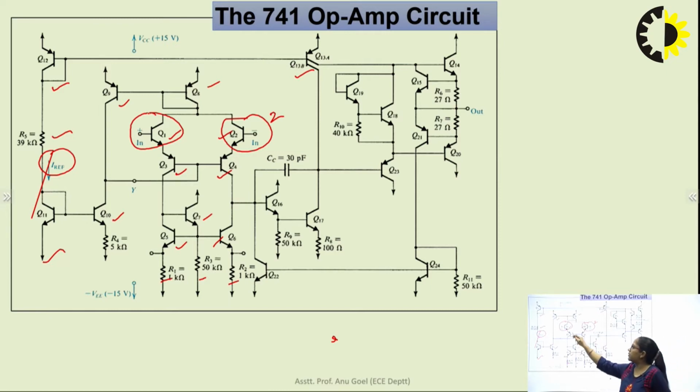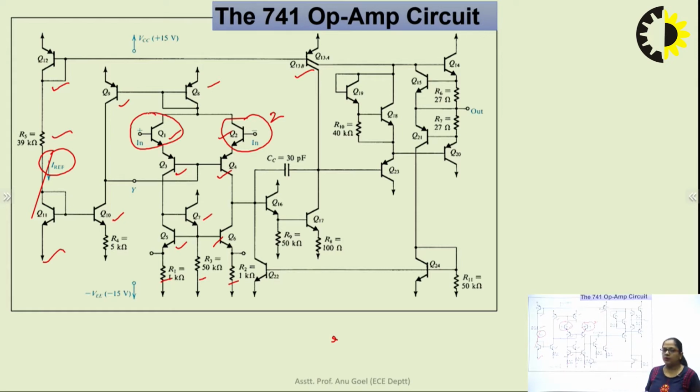Transistor number 3 and 4 are connected in differential amplifier configuration. These 4 transistors are basically responsible for converting the dual-ended signal into the single-ended signal and to provide a very high input resistance. Further, transistor number 6, 5 and 7 are behaving like the active load for this input stage.